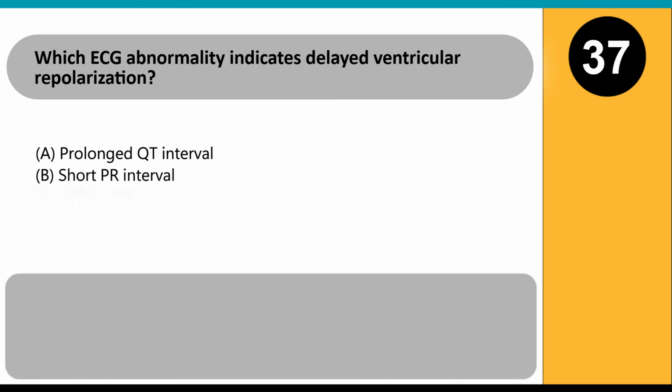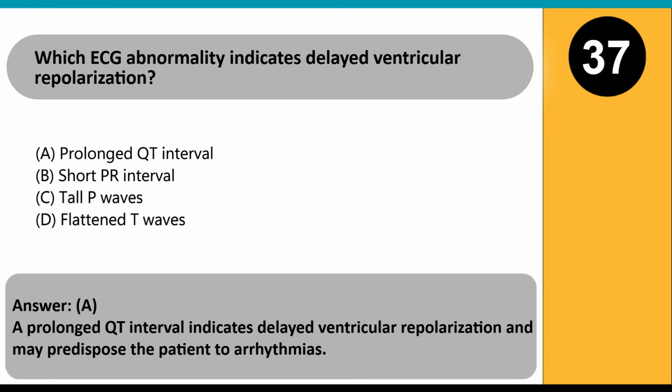Which ECG abnormality indicates delayed ventricular repolarization? A. Prolonged QT interval. B. Short PR interval. C. Tall P waves. D. Flattened T waves. Answer: A. A prolonged QT interval indicates delayed ventricular repolarization and may predispose the patient to arrhythmias.